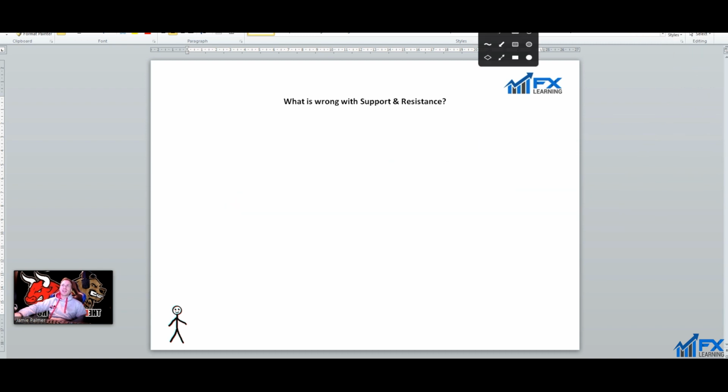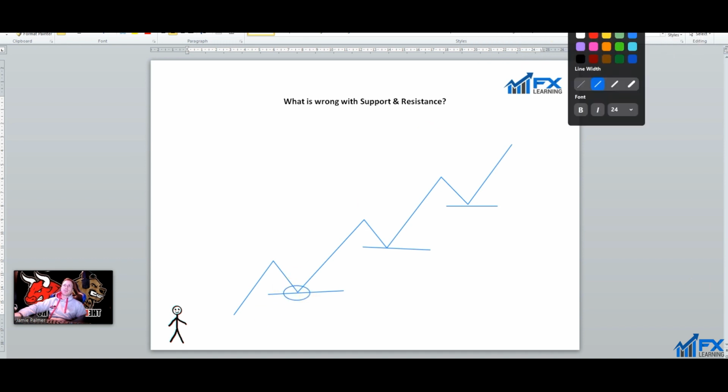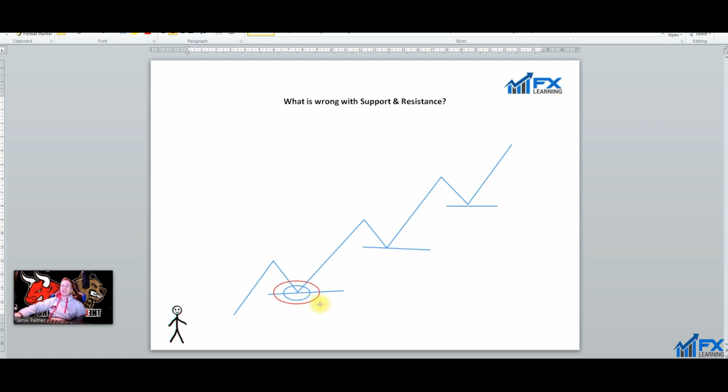And the reason being is, let's do that again here. We've got an uptrend, pullback, uptrend, pullback, uptrend, pullback like this. And again, we've got all of our support lines here, here, and here. And good old Bob at the bottom has bought here. So let's just imagine Bob has bought here. I'll make that red so you can see. There you go. Bob has bought there.